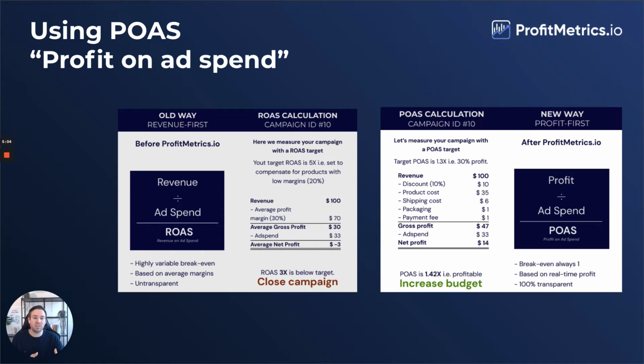So you can actually say one is break even, and then you can go in and actually optimize on how much profit you actually want to have. So if you want 40%, it's a POAS of approximately 1.4.